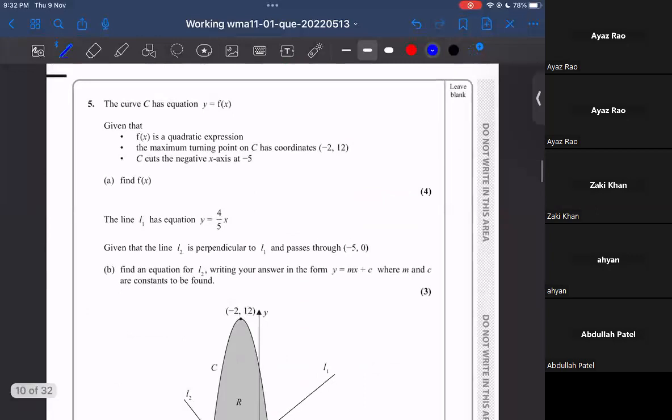Okay, so we have question number 5. It says the curve C has the equation y equals f(x), where f(x) is a quadratic expression. It is a quadratic curve. The maximum turning point on C has coordinates (-2, 12). Since it has a maximum turning point, it will be concave down. From this I got to know that. C cuts the negative x-axis at -5. So we found one x intercept, (-5, 0). We got the point (-5, 0).